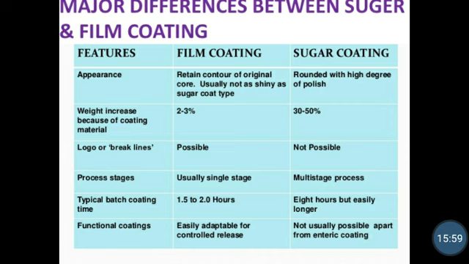So first feature to differentiate between the film coating and sugar coating is the appearance. The appearance of tablet after film coating is it retains the contour of the original core and is usually not as shiny as sugar coat type.